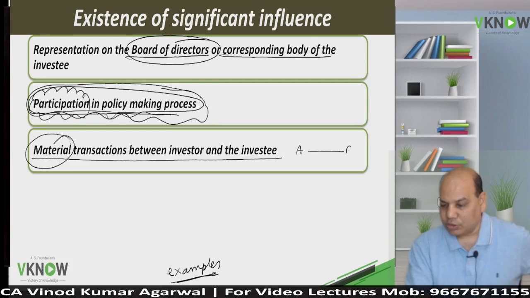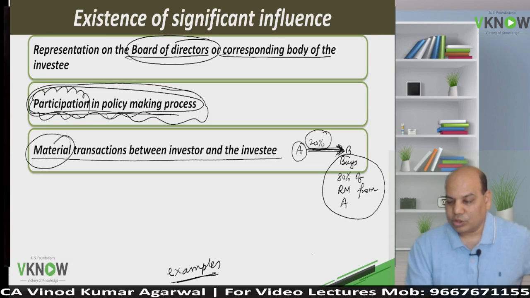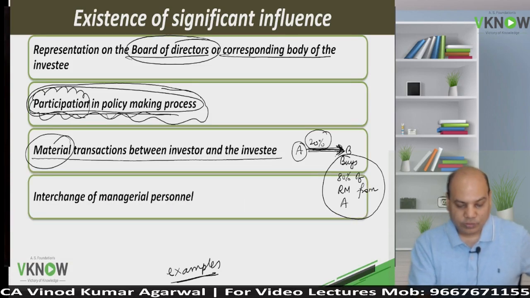A and B are two companies. B buys 80% of raw material from A, and A is also holding 20% share in B. B buys 80% of raw material from A, which means A is in a position to influence B because of material transactions between the two.